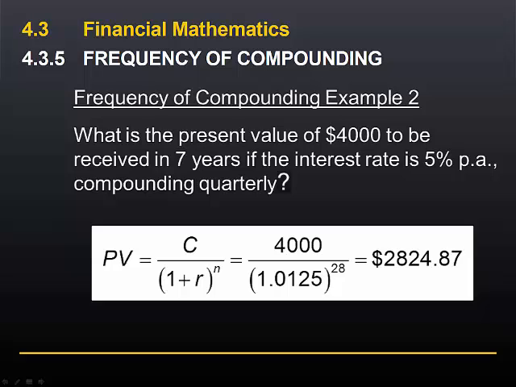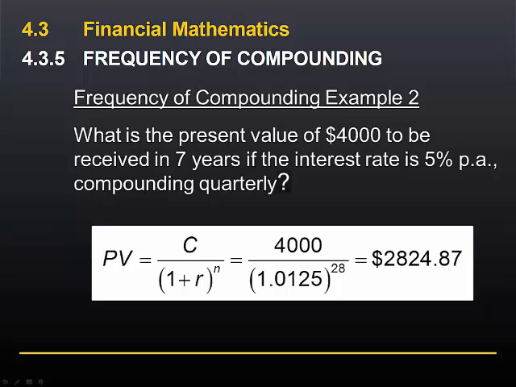The answer is $2,824.87. When we did this example with annual compounding in the previous module, the answer was $2,843. In the previous example in this module, compounding more than once a year increased the future value. We can see here that compounding more than once a year decreases the present value.